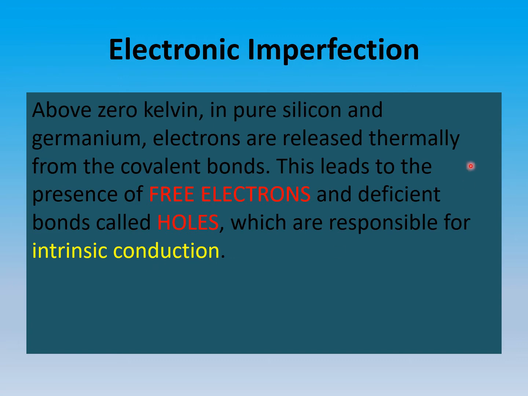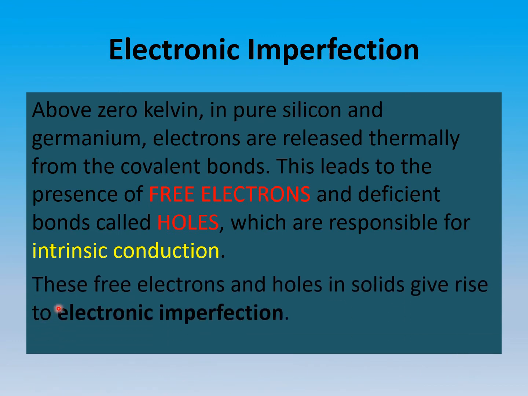How is it happening? Above 0 Kelvin, silicon and germanium release electrons from the covalent bonds on thermal heat, on heating. That leads to free electrons, and there is a deficiency in the covalent bond, which creates holes. The free electrons and holes are because of the electrons leaving the covalent bond. So this is responsible for the intrinsic conduction. These free electrons and holes in solids give rise to the electronic imperfection.